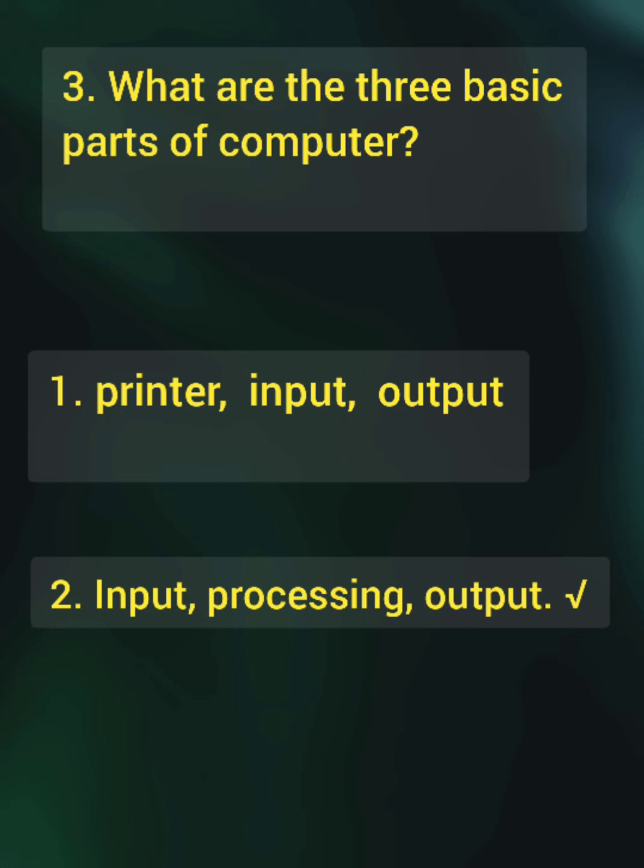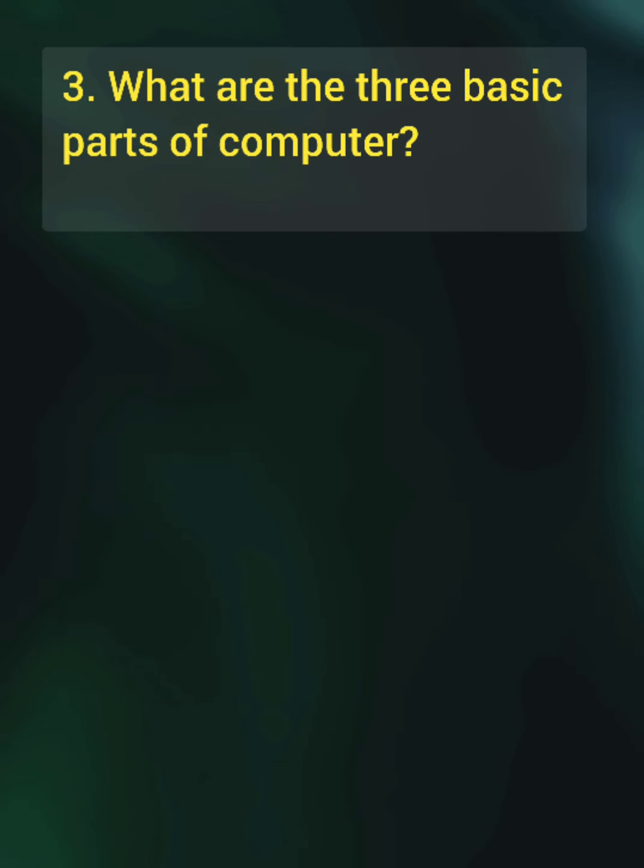What are the three basic parts of computer? Options are printer, input, output. Option 2 is input, processing and output. Answer is input, processing, output.